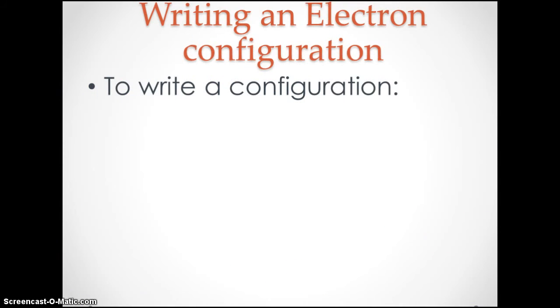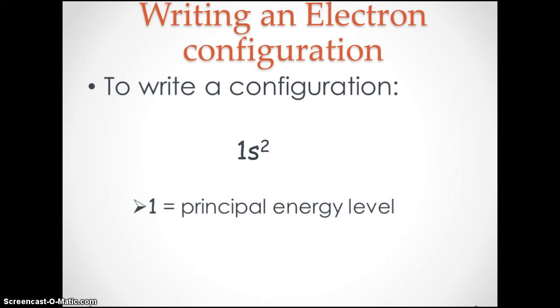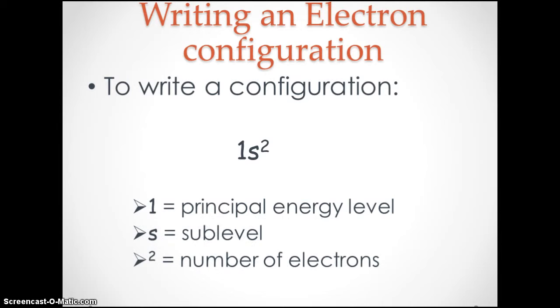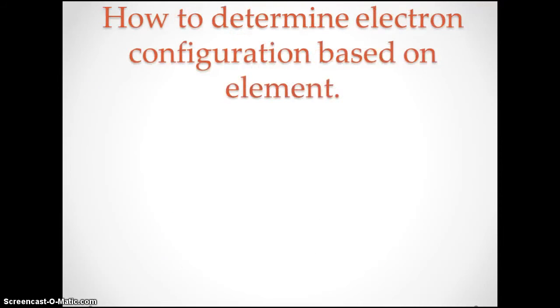Writing an electron configuration. To write a configuration, you're going to need 3 things. The first one is the principal energy level. In this case, it's going to be 1, so that tells us we're in the first principal energy level, or the first ring. The second thing you'll need is the sublevel, your S, P, D, or F, and in this case it will be the S. And then the last thing you need is the number of electrons, or the exponent. In this case, we have an exponent of 2, so it tells us we have 2 electrons in the S sublevel, which is the first principal energy level.